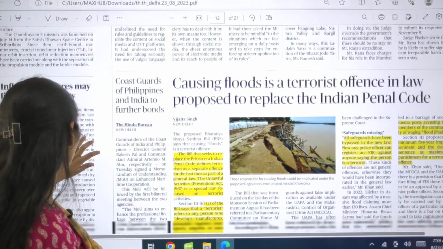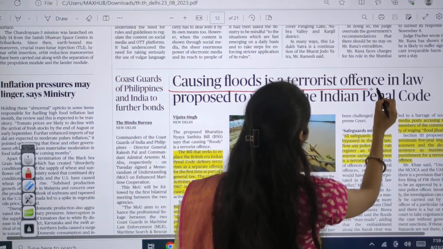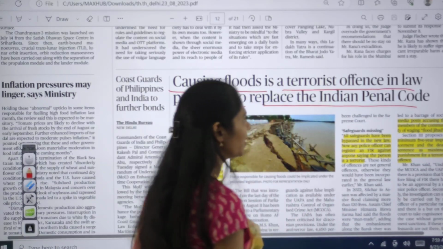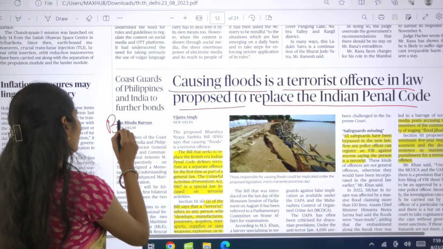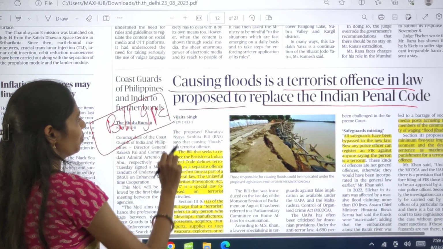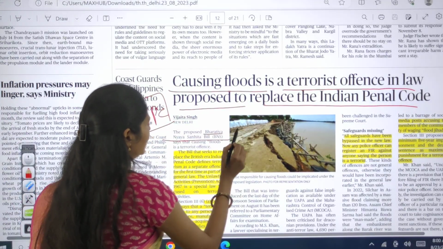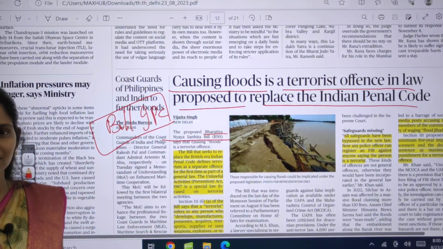And if you move forward here, you can see one article: causing floods is a terrorist offense in law proposed to replace the Indian Penal Code. So already we know that the government came up with a bill to replace this IPC, that is the Indian Penal Code. Which is that bill? That is the Bharatiya Nyaya Sanhita Bill. This bill is saying one interesting thing.